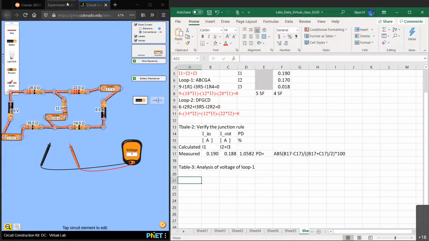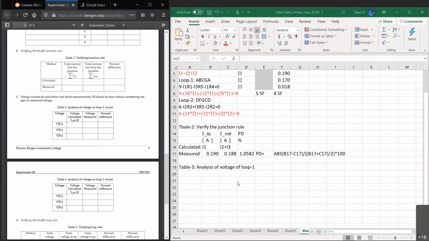Okay, so table number 3, we are on loop number 1. Loop number 1, we have 3 resistors, right? R1, R4, and R5. So V across R1, V across R4, and then V across R5. I can calculate those. So let's say these are the calculated values. That is just by using IR. Unit is going to be volt.